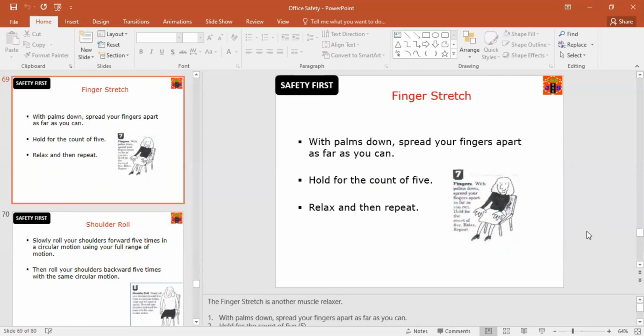Fingers also need exercise. With palms down, spread your fingers apart as far as you can. Hold for the count of 5.